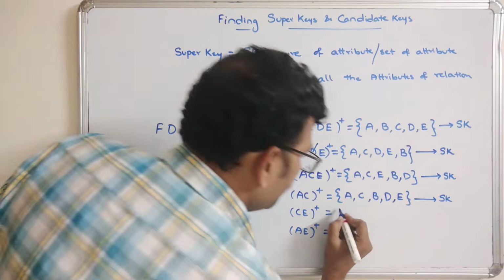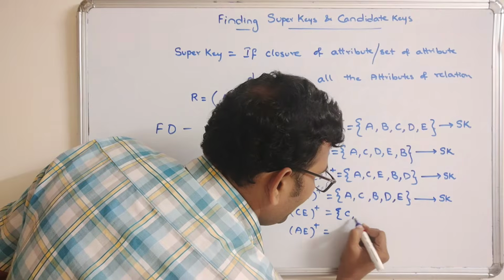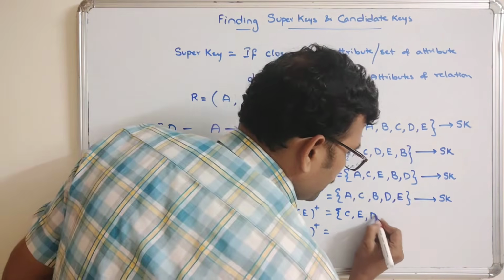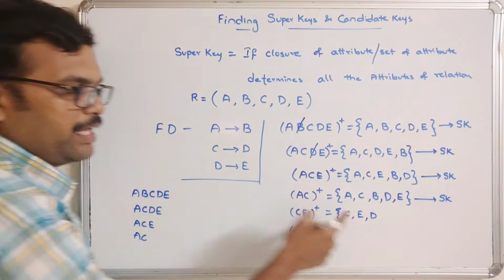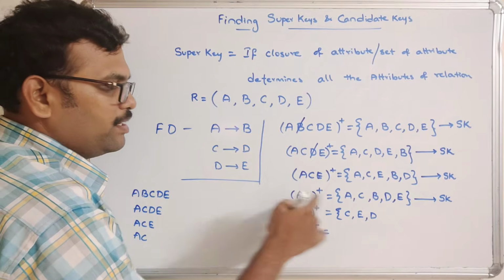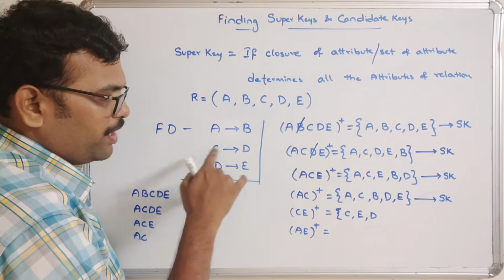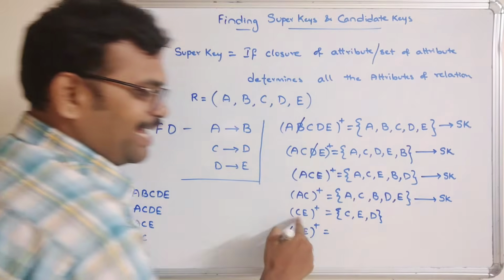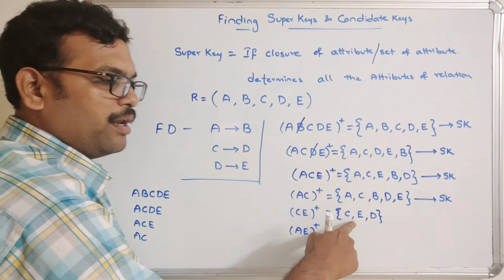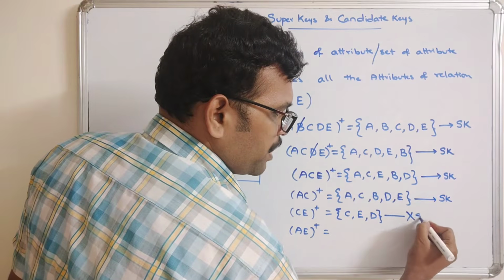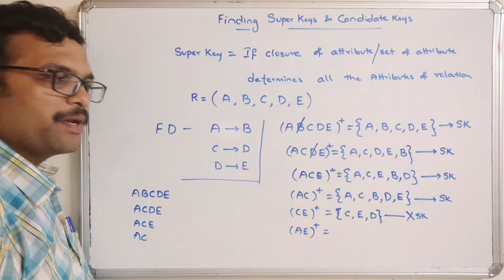Now coming to CE. C and E: if you know C, we can get D. And if you know D, we can get E. So in the resultant set we have C, E, D. Can we find any other attribute, B or A? No. So this CE closure can get only 3 attributes. So this is not a super key.